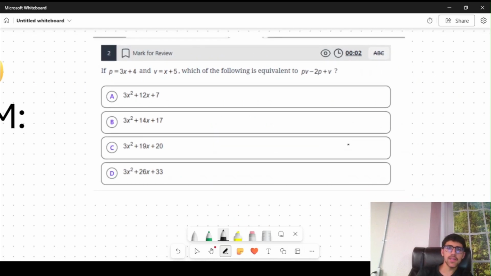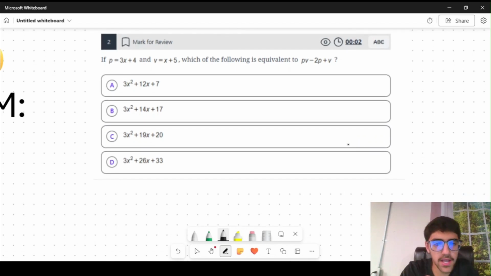This one tells us that p is equal to 3x plus 4 and v is equal to x plus 5. Which of the following is equivalent to pv minus 2p plus v? So first thing, let's plug in p and v. If you look at the options, you can see all of them are simplified to the max. You can't simplify these anymore. So I think it's clear that we're just going to have to plug them in and FOIL and simplify through combining like terms and stuff like that.